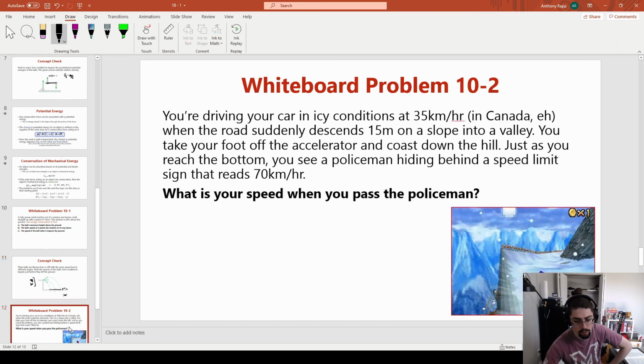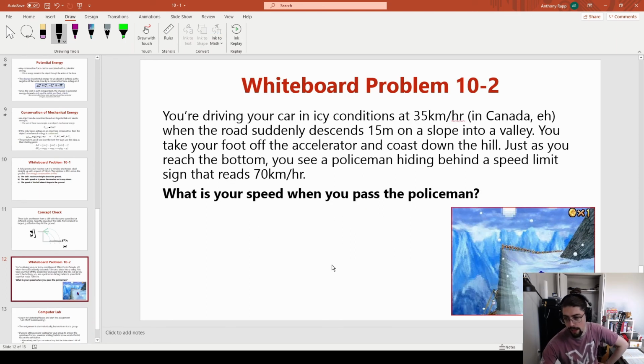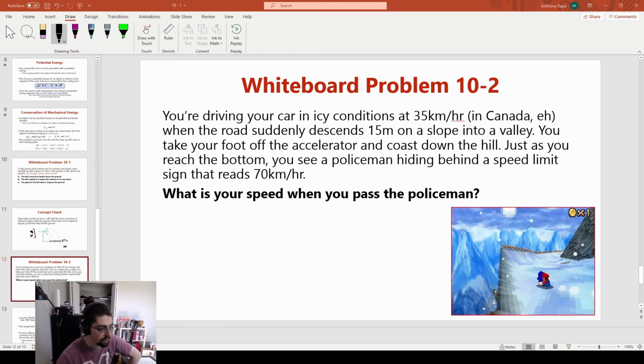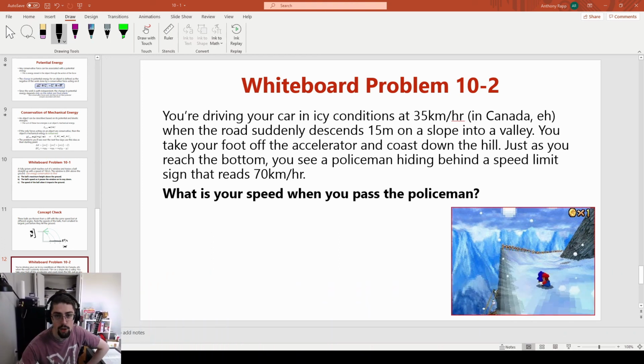So let's look at one more here. Let's imagine you're driving in particularly icy conditions. And I need to make sure that you guys can see exactly what we're doing here. You're on the run, right? You can't afford to get caught. Not with this child.